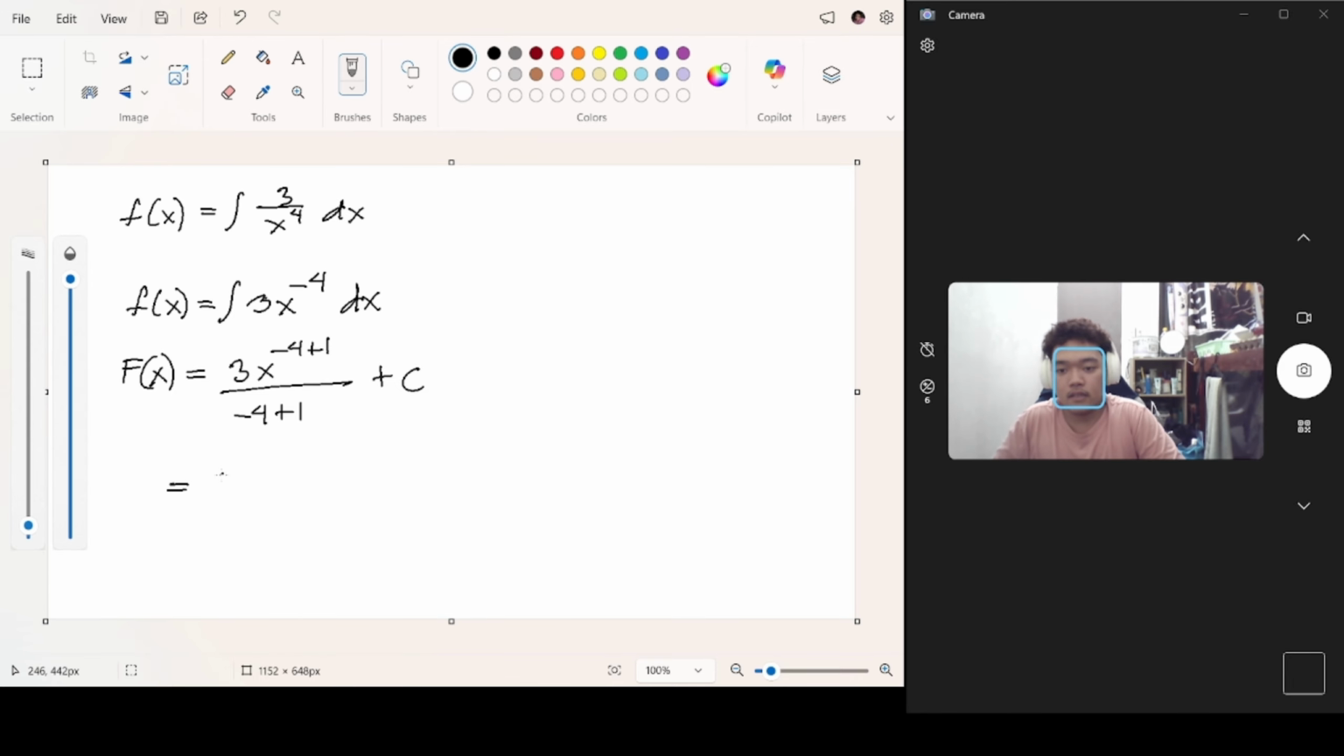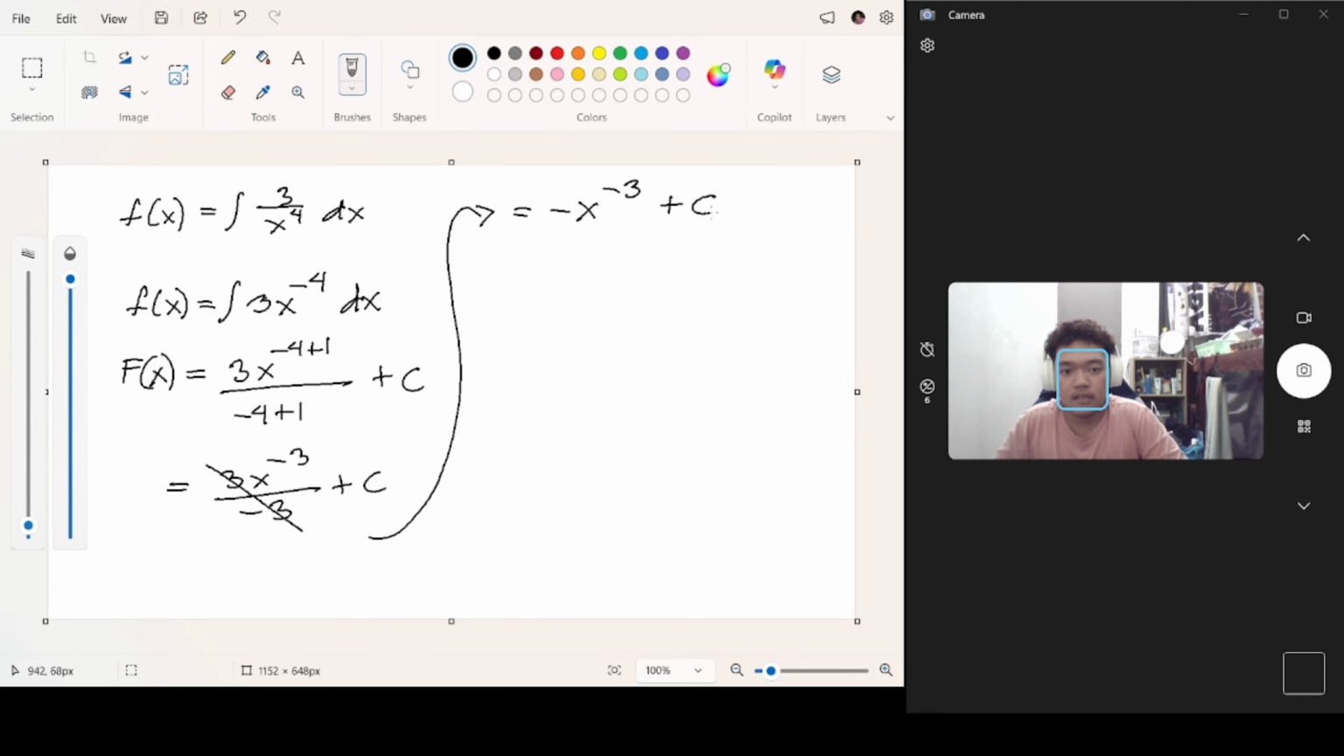So that should be 3x raised to the power of negative 3 over negative 3 plus c. In this answer, we can cross out 3 over negative 3 because essentially that is negative 1. So our answer should be negative x raised to the power of negative 3 plus c.